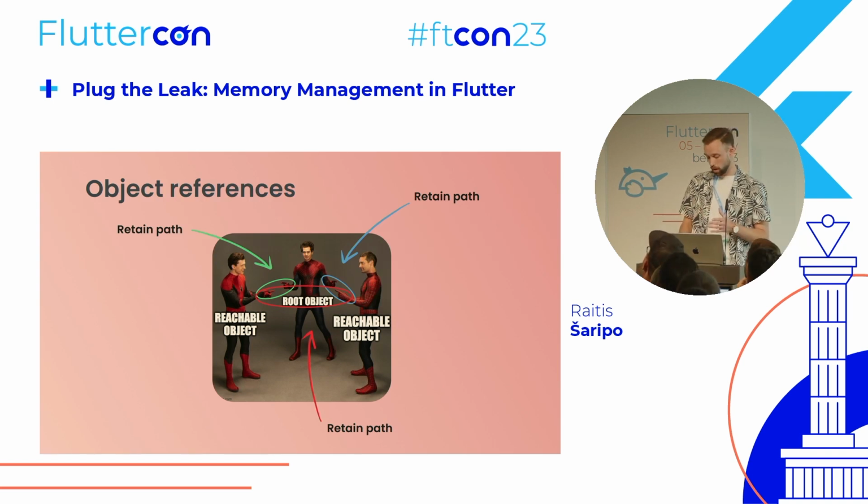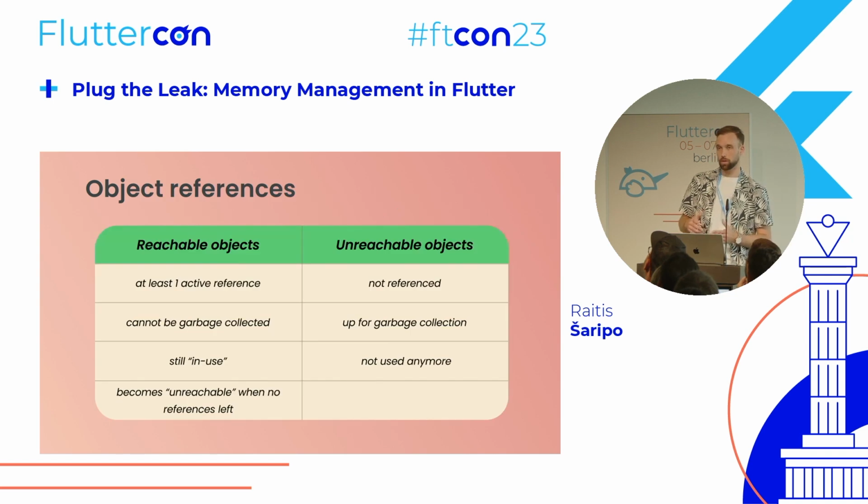that it cannot be garbage collected, because the object is considered to be reachable when it has at least one retaining path. It can have multiple, by the way. And it becomes unreachable once all of those references are removed from the object, and it's not considered to be in use anymore, and it is eligible for garbage collection.